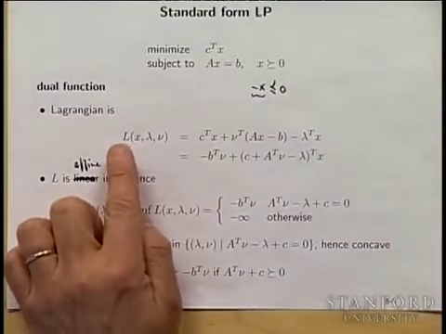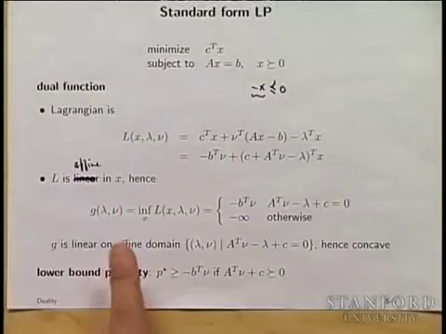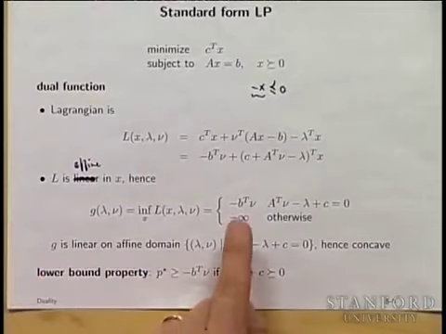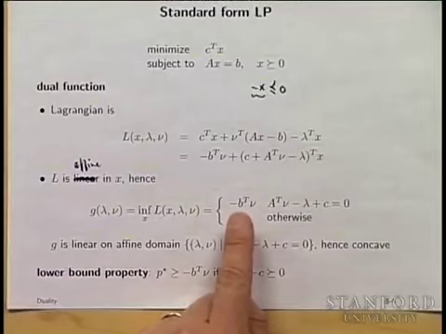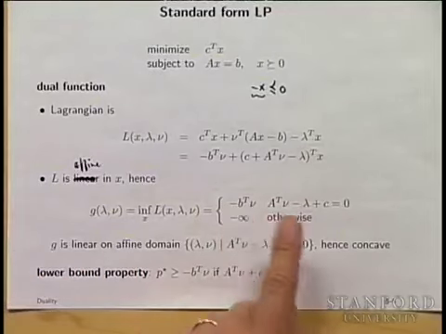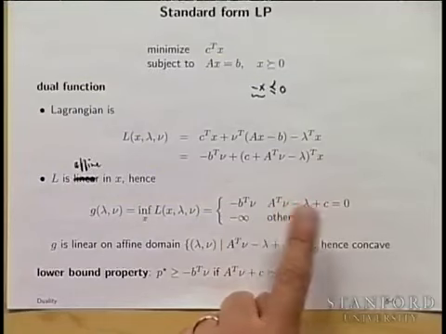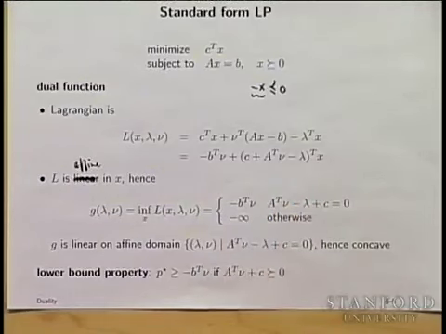So the dual function for the standard form LP is a very interesting function. So we're going to look at it very carefully. It is a function which is linear on this weird affine set, okay? And it's minus infinity otherwise. By the way, that function is concave, right?